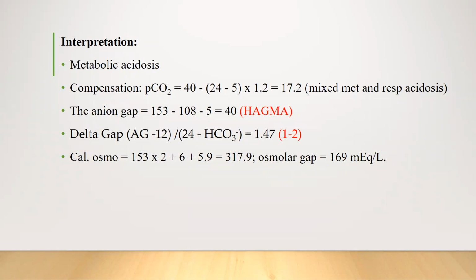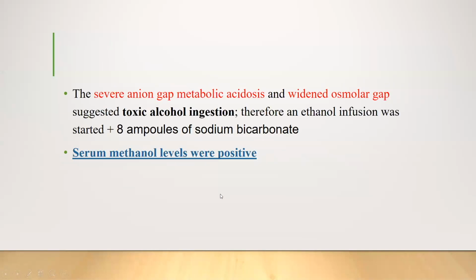So it's actually a pure high anion gap metabolic acidosis. Then we can calculate the serum osmol from the reading here, actually showing 317, and the osmol gap is very high, 169. So it's showing that some solute is present in the body. So this is a case of a severe anion gap metabolic acidosis and widening of the osmolar gap.